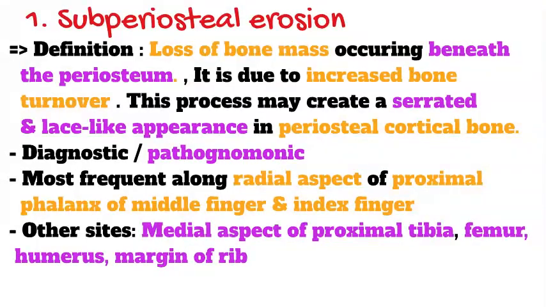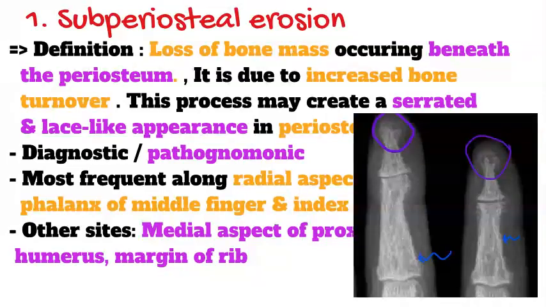It occurs most frequently along the radial aspect of the proximal phalanx of the middle finger and index finger. Other sites: middle aspect of the proximal tibia, femur, humerus, margin of the rib. This X-ray illustrates the subperiosteal erosion that occurs at the middle finger and the ring finger.